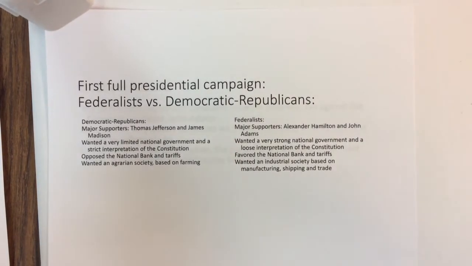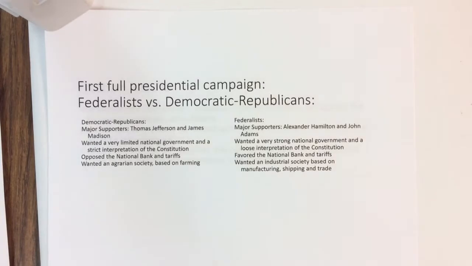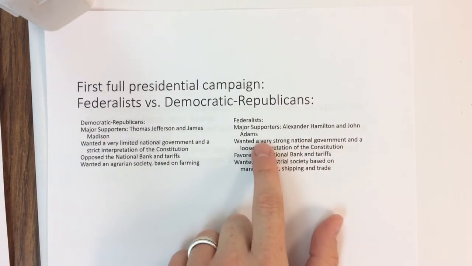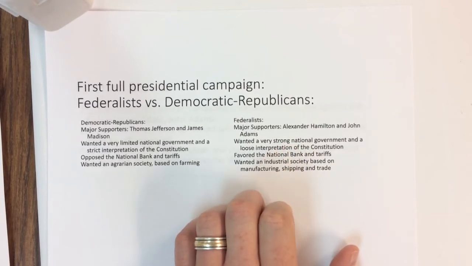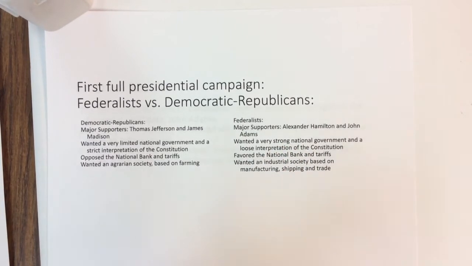Now, the Federalists, on the other hand, are going to be supported by Alexander Hamilton and John Adams. They want a very strong national government with a loose interpretation of the Constitution. They kind of wanted to go around everything and take information from the Constitution and do what they wanted to do. They favored the National Bank, obviously, since Alexander Hamilton created it. Tariffs were beneficial because they made more money, since you tax anything that's imported. They wanted an industrial society based on manufacturing, shipping, and trading.